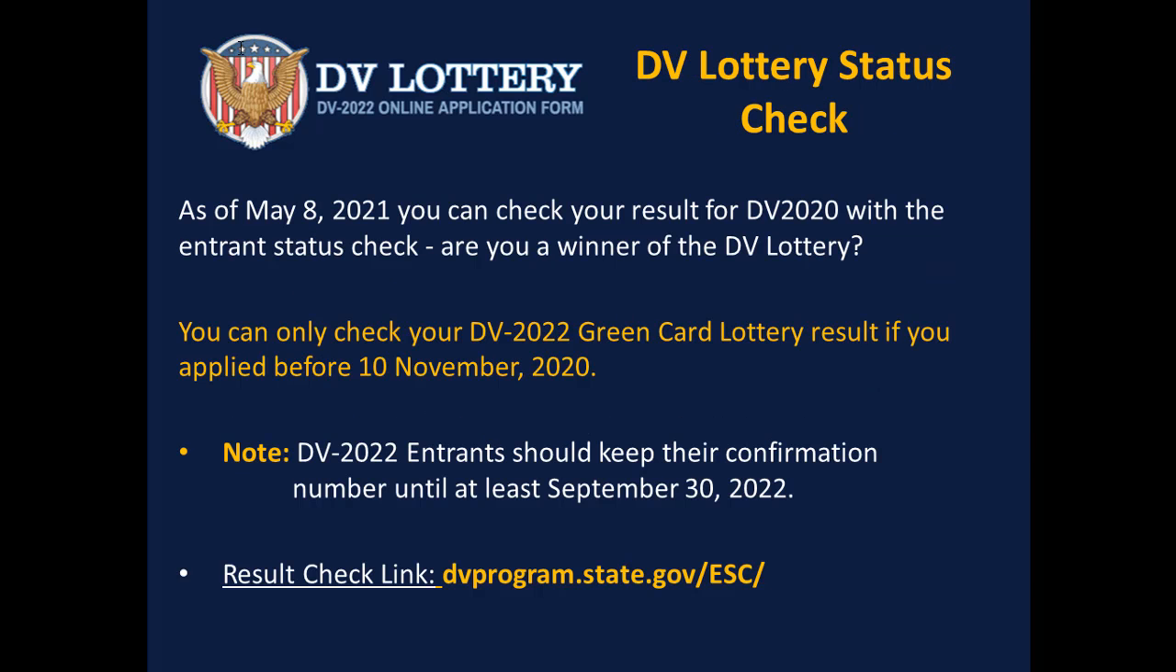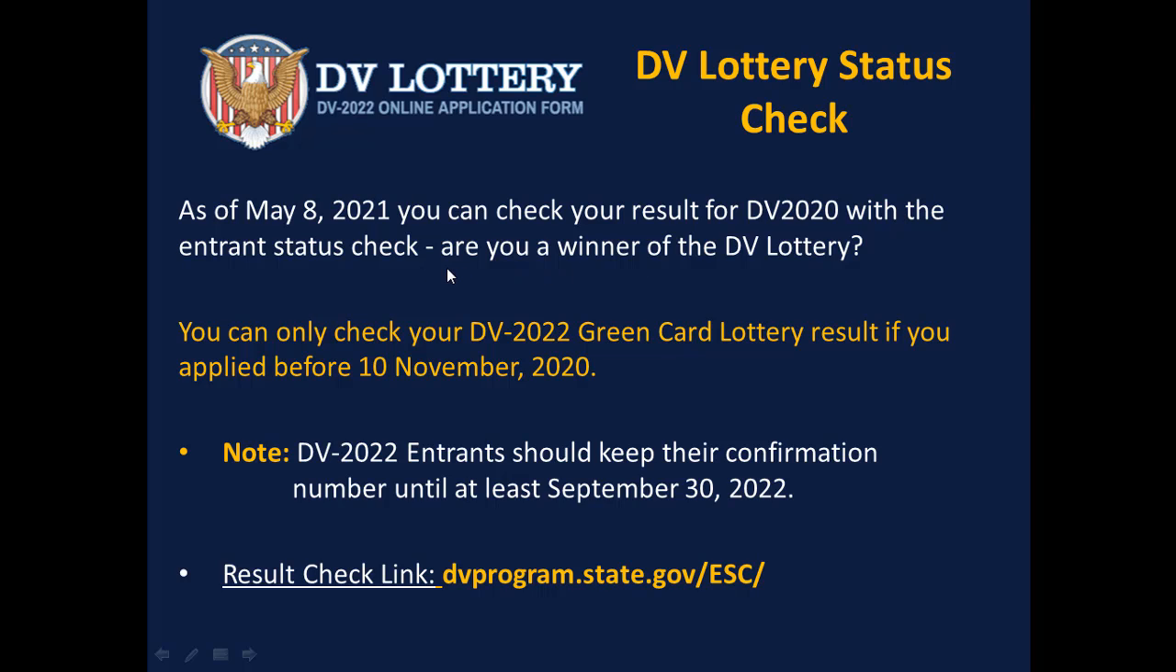So, DV lottery status check. You can check your DV lottery status after completely registering, and the deadline arrives, as per their time criteria. So as of May 8, 2021, you can check your result for DV 2020 with the entrant status check.